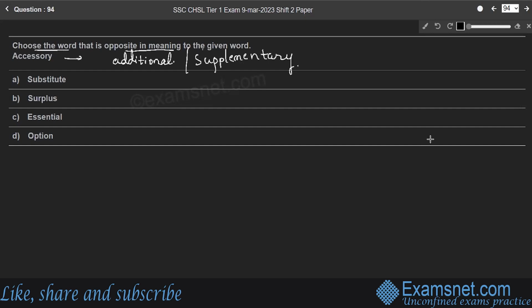Here the opposite meaning of accessory is essential. Essential refers to something that is absolutely necessary, which is not supplementary or additional, but crucial or fundamental. For example, water is essential for survival, whereas for accessory, a handbag is an accessory to complete a woman's outfit, which is additional or supplementary. So the opposite meaning of accessory is essential.